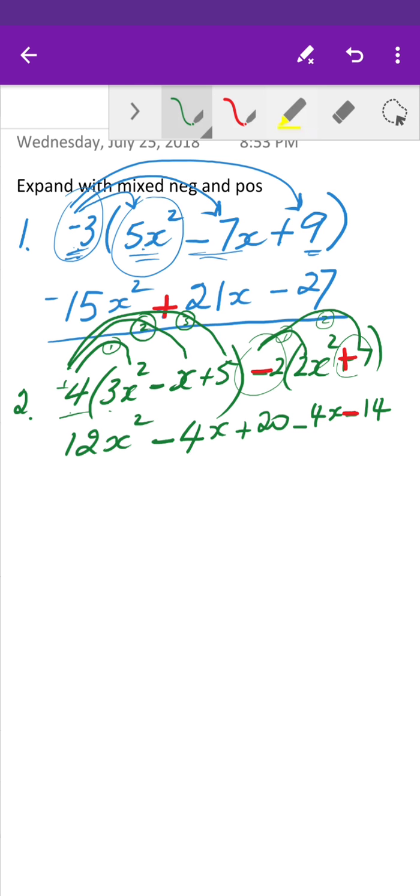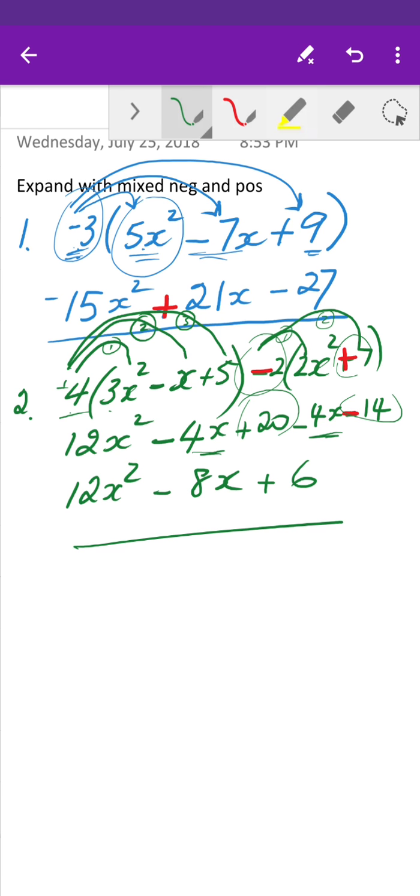Now to simplify this, we look for the x squareds, and there's only one term with x squared. We look for all x terms, and we've got negative 4x and negative 4x. That makes negative 8x. And finally, we look at the constants. Plus 20 minus 14 becomes plus 6.